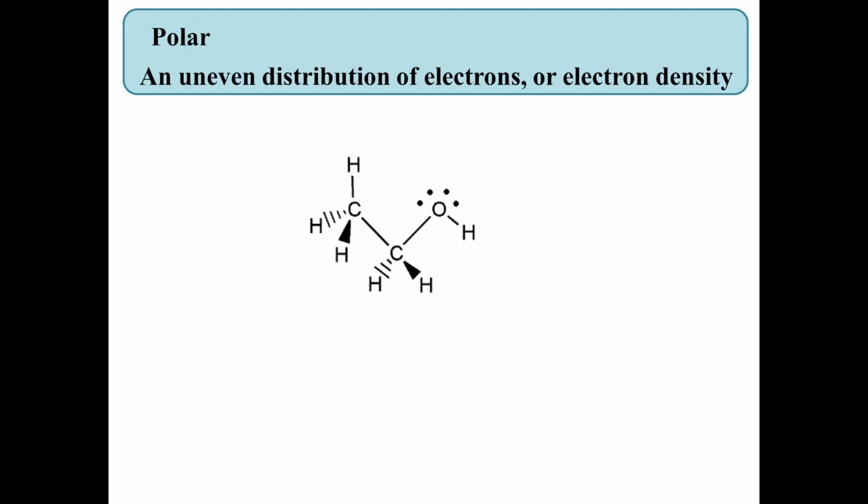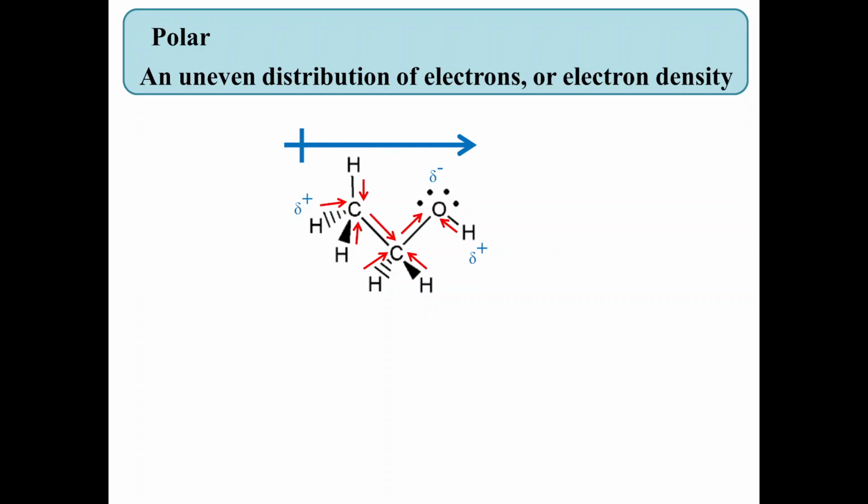The oxygen pulls the electrons towards it, giving it a partial negative charge and a partial positive charge to the hydrogen. The carbon minimizes its electron deficiency by pulling on its neighbors, and we end up with an overall electron distribution like this.